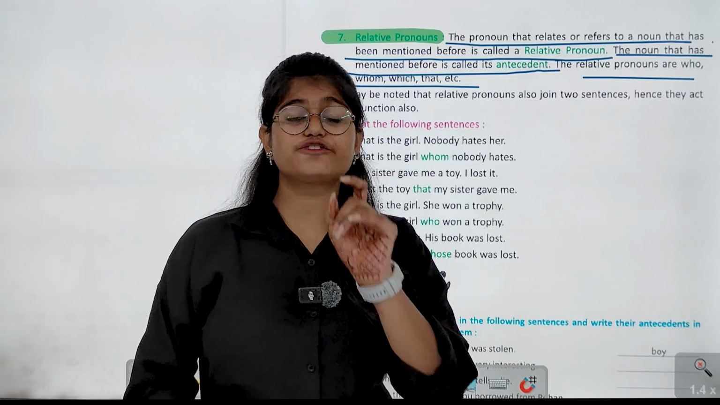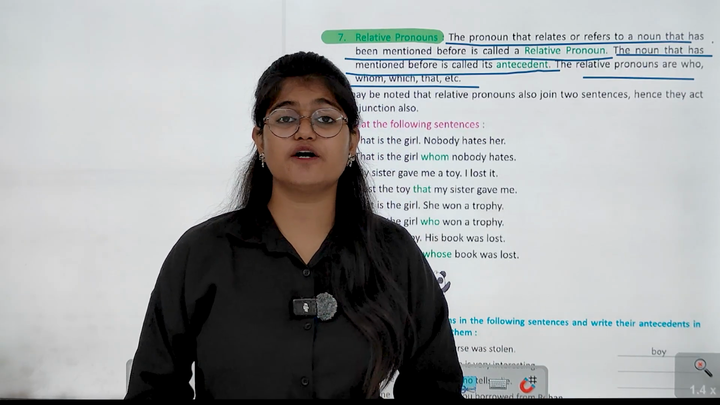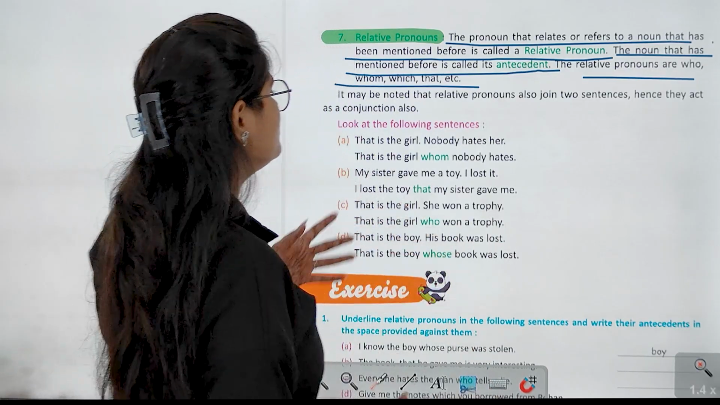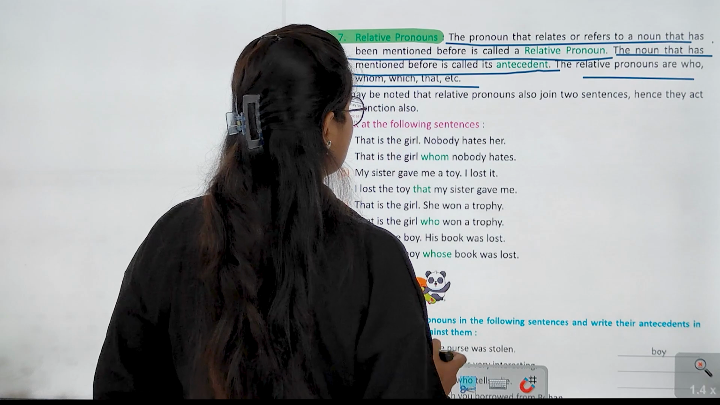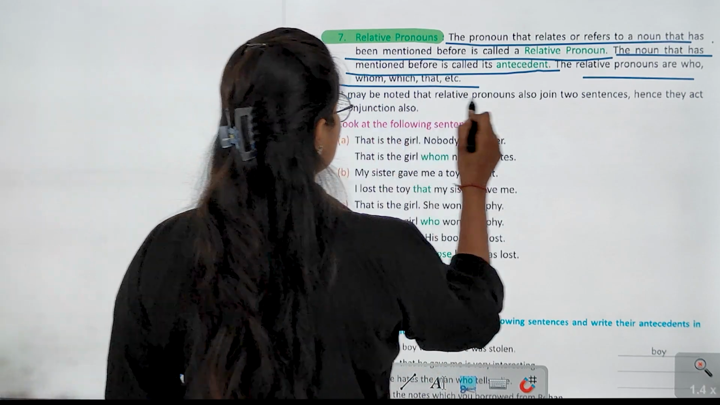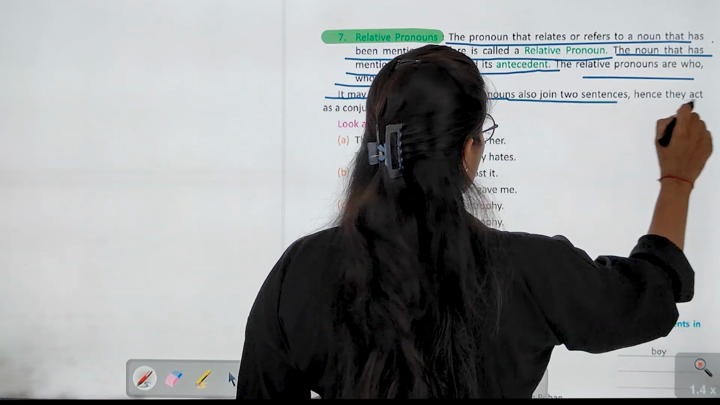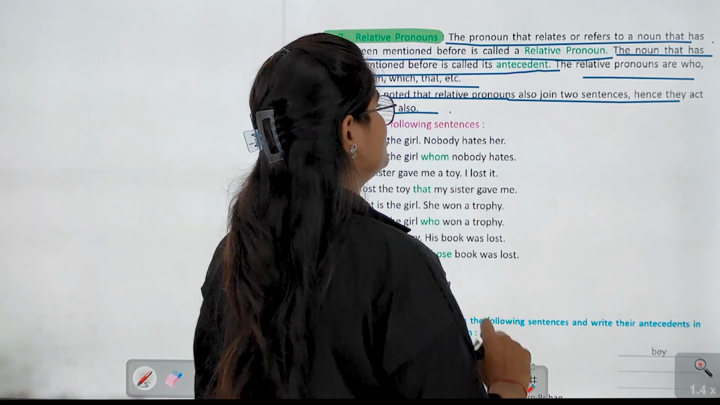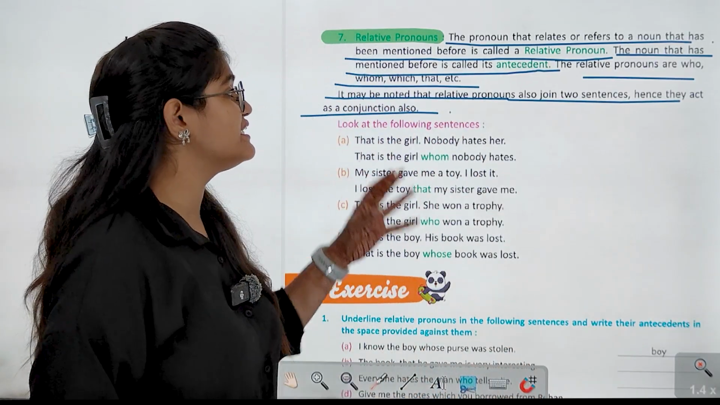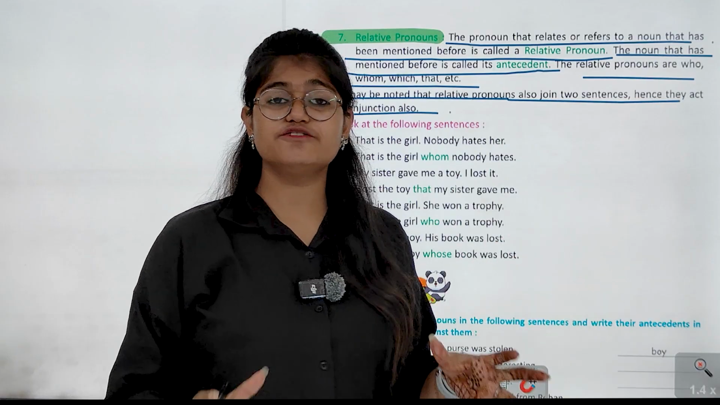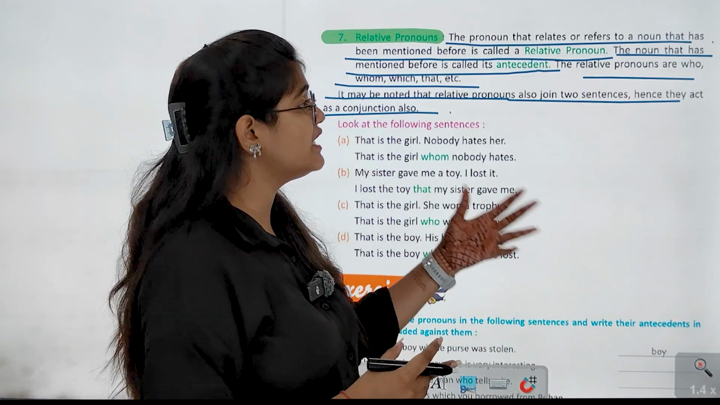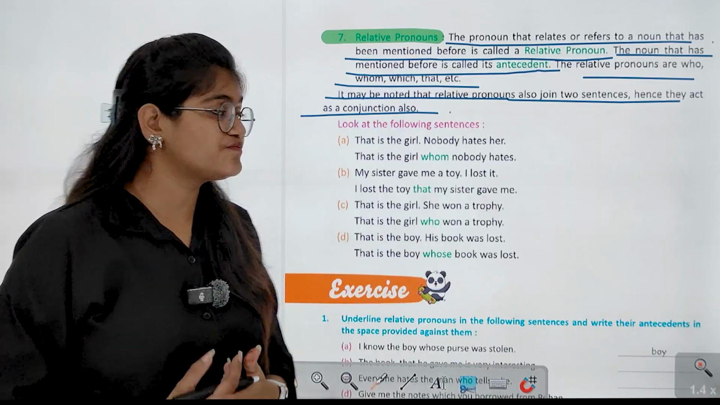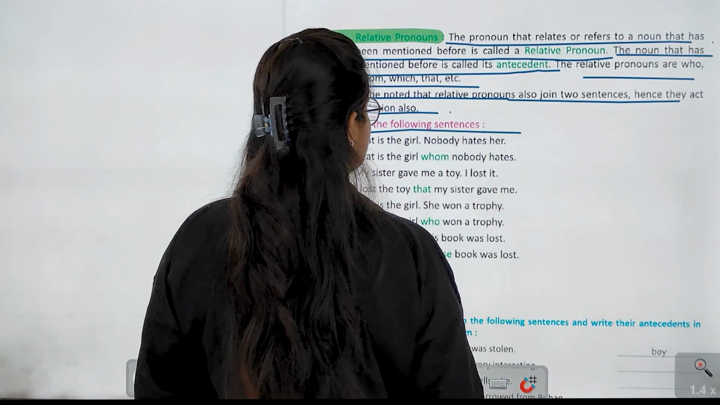So I used who as a relative pronoun to relate both the sentences with each other, right? So at this point, these words are known as the relative pronouns. So it may be noted that relative pronouns also join two sentences. Hence, they act as a conjunction also. और इसीलिए ये दो प्रोनाउंस को एक साथ जोड़ सकता है और कभी कभी हम इन्हें conjunctions के नाम से भी जानते हैं, right?